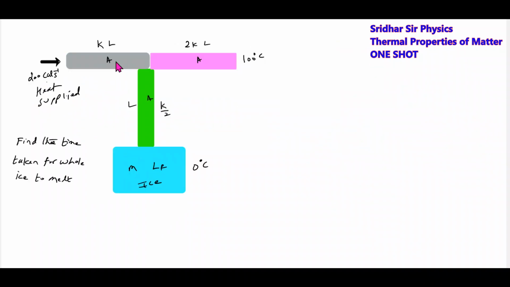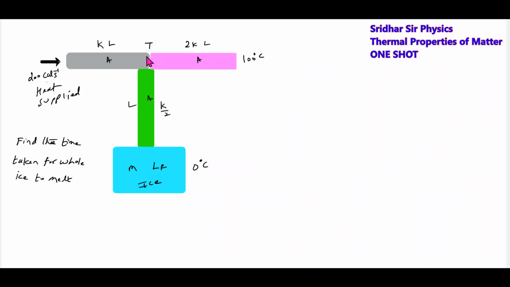Okay, we have to find the time taken for all ice to melt. At the left end, we are sending 200 calories per second. This much heat per second is introduced here. This end is maintained at 100 degrees. Here ice at 0 degrees is there. Three rods are there. So we have to calculate the time taken for all ice to melt.